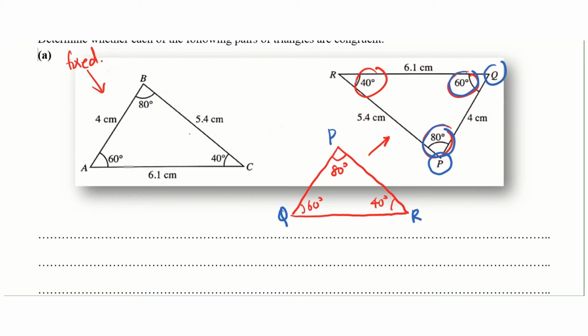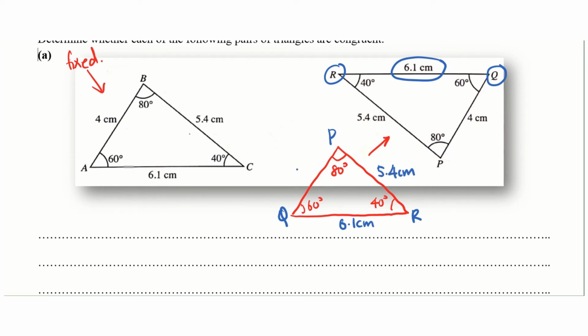So I have RQ, let me erase all this, RQ to have the length 6.1 cm, and RQ is actually over here. I will have 6.1 cm. And then PR has the length 5.4 cm, which is here, and finally 4 cm here.